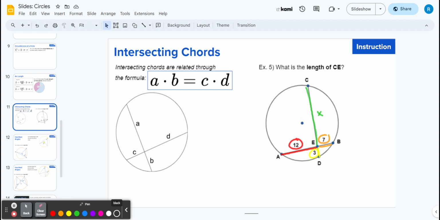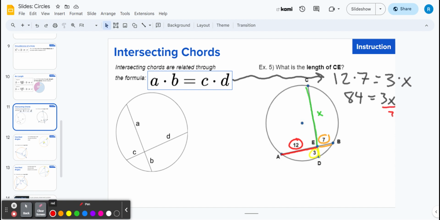If we then apply this formula over here, A times B equals C times D, we get 12 times 7. There's our A times B. And that should be equal to 3 times x, that C times D. If we do that problem, 12 times 7 is 84. That's equal to 3x. And we can simply divide out by 3 on both sides to get our answer, which should be 28. And that is what that x value is equal to there, 28.